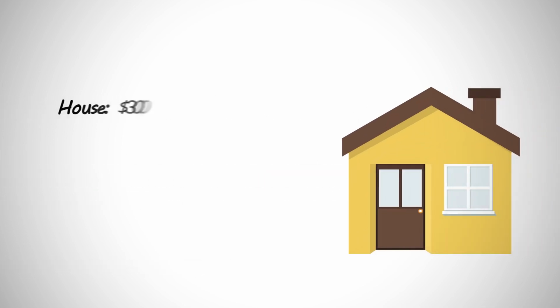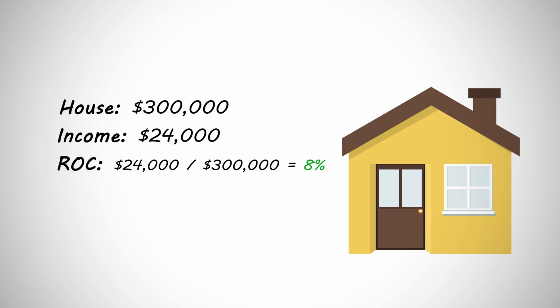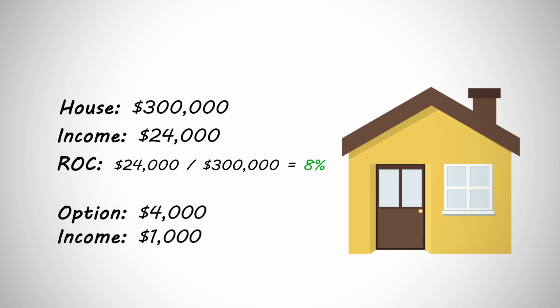For example, if we bought an investment property for $300,000 and then that property generated $24,000 of rental income a year, we would have a return on capital for this investment of 8%. This same analogy works in option trading. If we make a trade that has a max profit of $1,000 and a max loss of $4,000, the investment bank will hold $4,000 in order to secure payment if this trade goes bad.